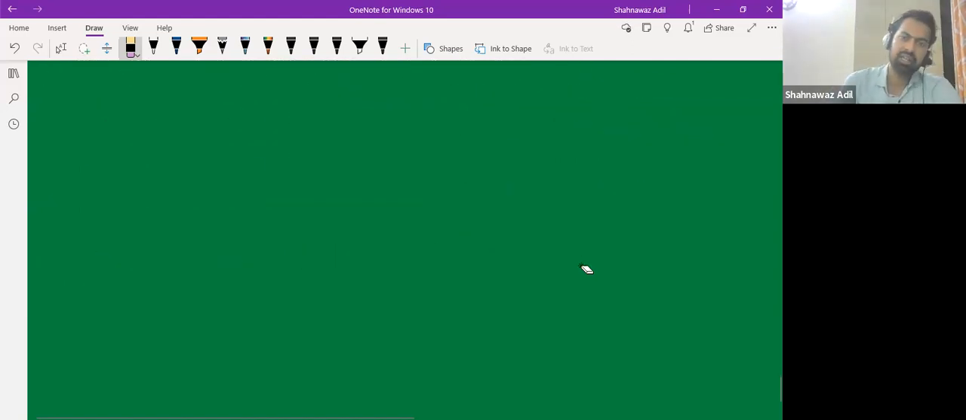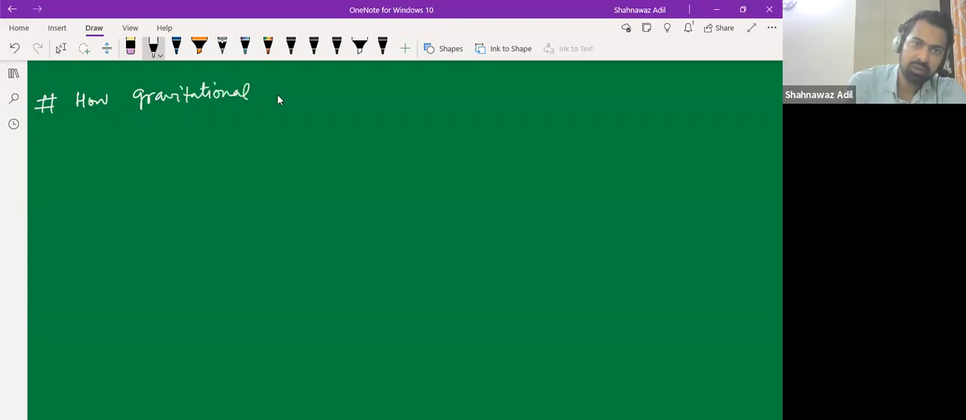Yeah, and then okay, so this is an example that you can use to show how gravitational force is a conservative force.